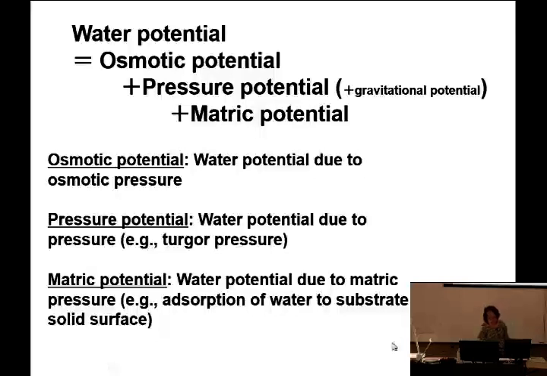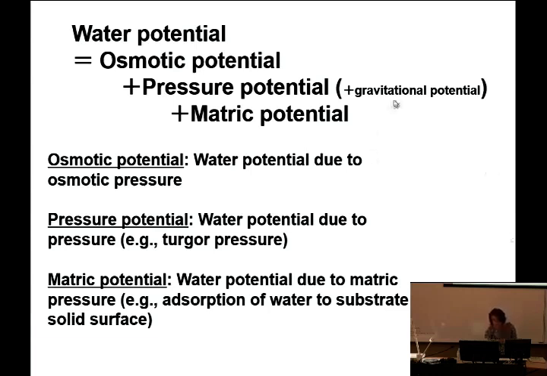Pressure potential is a pressure basically added to the system to squeeze water from A to B. So turgor is one example in the plant system. Matrix potential is due to the matrix pressure. It's adsorption, like a sponge, or the surface of porous material, soil, substrate. If you have pure water and substrate attached, water is sucked by the substrate. So that's a matrix potential. In a plant cell, some matrix potential exists, but it's very small, so it's very difficult to measure, if I understand correctly.